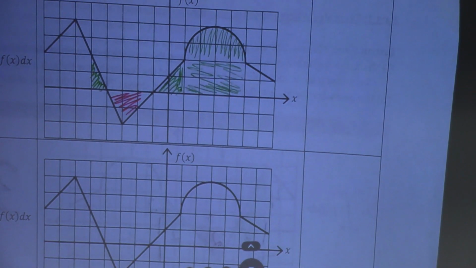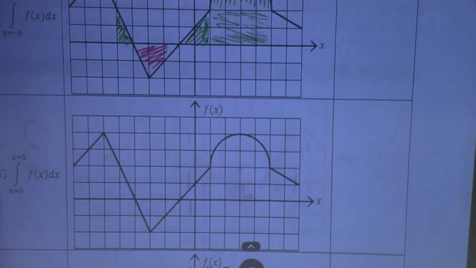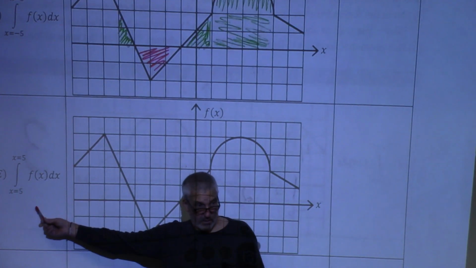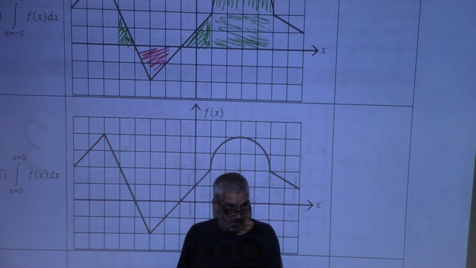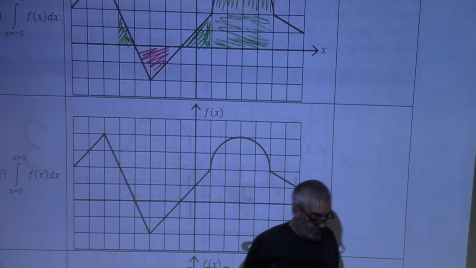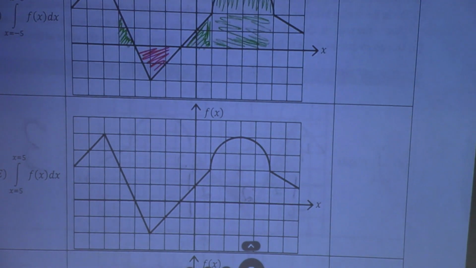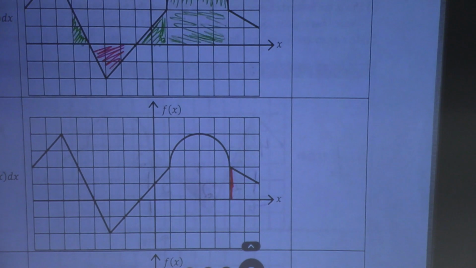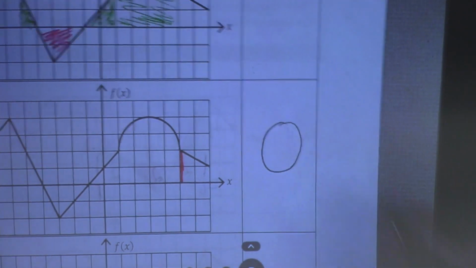All right, who has an idea how to do E? The definite integral from 5 to 5. Is it 0? Yeah. Oh, you can't ask me that. You got to tell me. It's 0. Because if you think about it, there's no area there. I mean, that's not really a region. So this one has an area of 0.